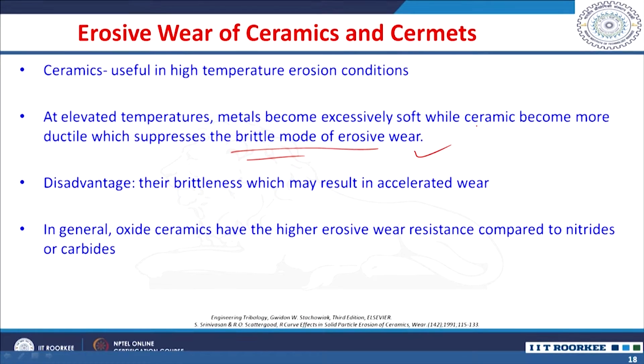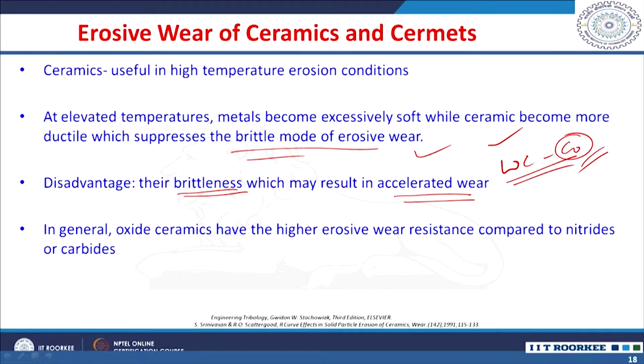The disadvantage of using ceramics or cermet materials is, of course, brittleness, which may result in accelerated wear. So, cermet materials, for example, a ceramic material of tungsten carbide with a cobalt binder, this cobalt being metallic, increases the toughness. So, there happens a balance between the toughness and the hardness. The brittleness is reduced by an optimum content of this cobalt, so that this wear can be reduced to acceptable levels in erosive wear conditions when you use the cermet material.